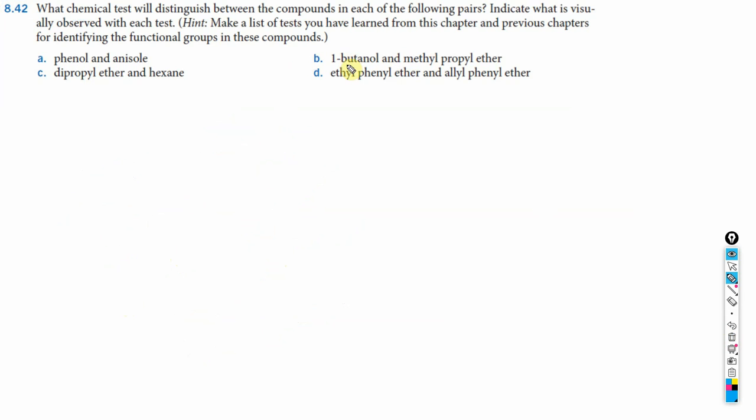Next, 1-butanol and methyl propyl ether. So butanol is a 4-carbon alcohol, and methyl propyl ether is an isomer of butanol, which is this. So both of them have the same molecular formula, which is C4H10O. But one of them is an alcohol, the other is an ether. So what visual test can we use to distinguish between the two?